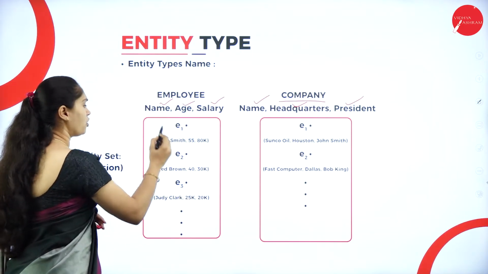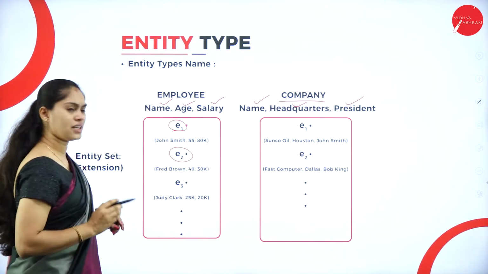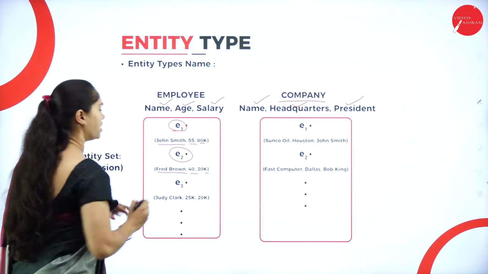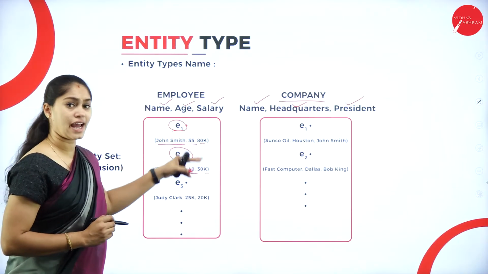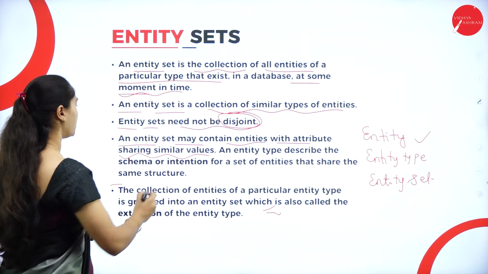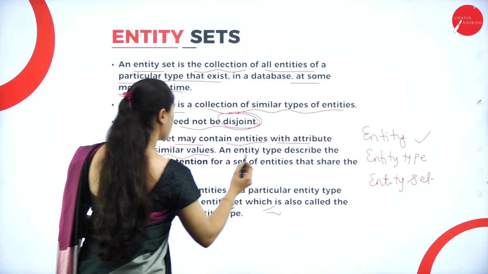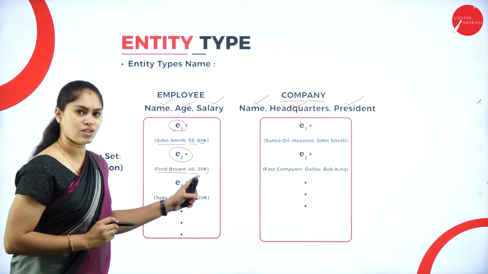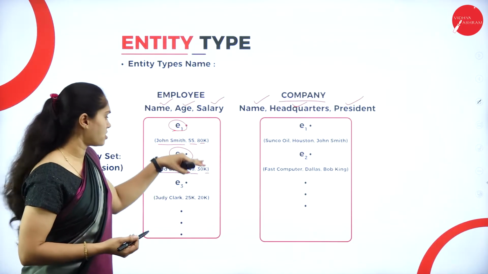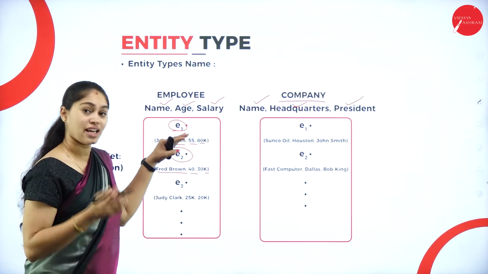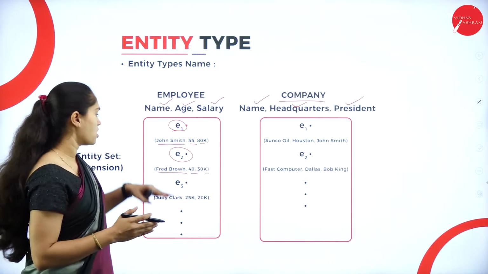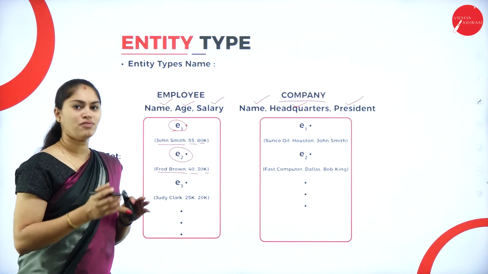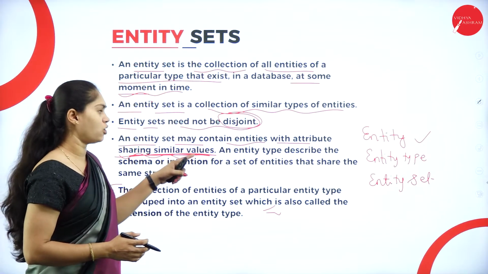If you consider employee 1 and employee 1 detail, everybody will have the same kind of values here. That means first I take the name as well as age along with salary. So you can see that an entity set may contain entities with attributes which share similar values. Here they have some value like 30,000, here 80,000, both are numeric. They are sharing the similar kind of values. Here also they have name, and when it comes to age also it will be a number. So they are sharing the similar kind of values.